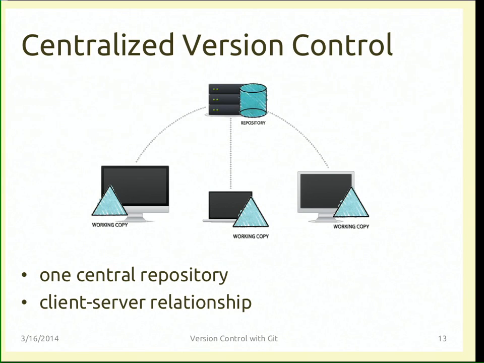This is a schema of a centralized version system. We have five computers, a number of computers. Each of them has a working copy and only a working copy. And then there is a server, somewhere in the world, that has the one, only one repository. So these working copies are strictly linked with this repository.